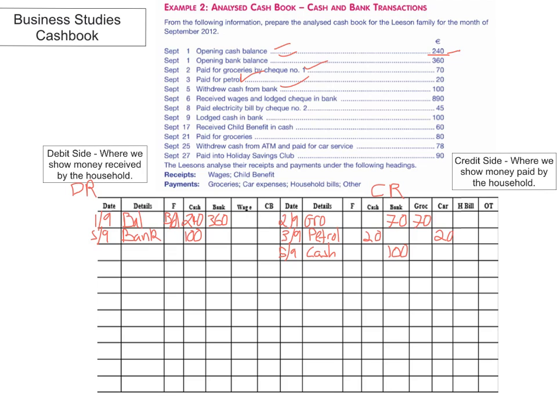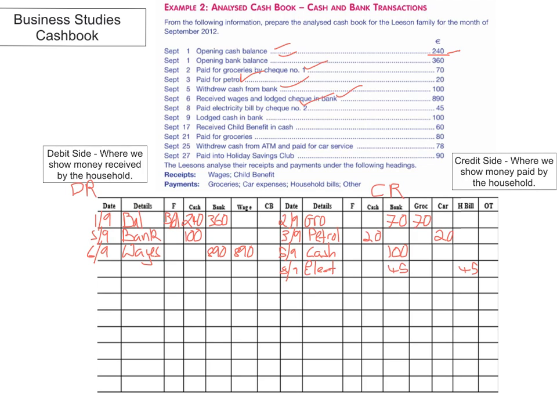Okay. The next one, received wages. So again, that's received. So we'll say the 6th of the 9th. We'll say wages. And we'll put €890 in bank because our wages went into our bank account, and €890 in wage. And we'll take that one off. The next one, paid electricity bill on the 8th of September. So we'll say the 8th of September. Electricity bill. And it was €45. How do we pay it? Paid it by cheque, which would be bank. So 45, and then I'll go into household bill, 45. We'll take that one off.